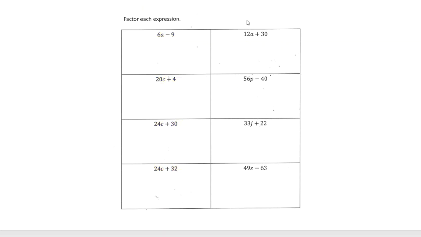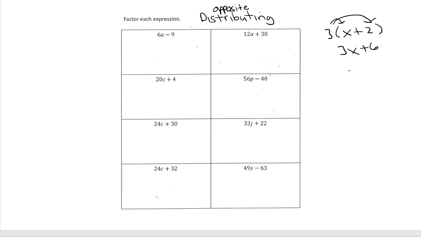Factoring is really just the opposite of distributing. Okay, so when we distribute, remember that if there is a number right next to a parenthesis and there is more than one term inside the parenthesis, we have to multiply both of the terms that are inside the parenthesis by what's out front. So this becomes 3x plus 6.